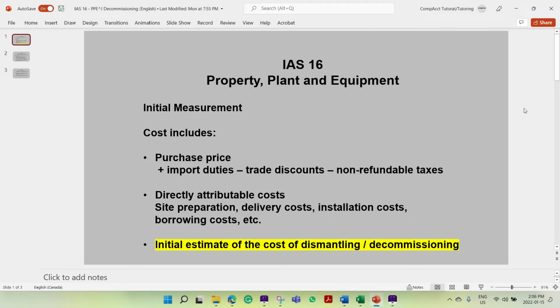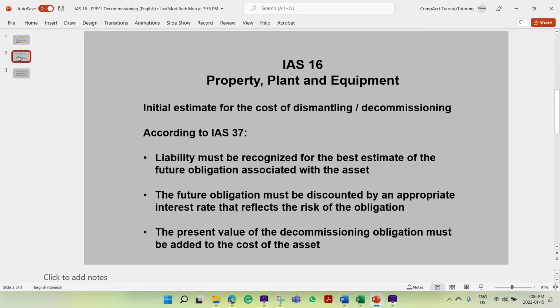Hello everyone, welcome back. Today we're gonna look deeper into IAS 16 property, plant and equipment, and I want to focus on the third part of the costs that are included in the initial measurement, which is the initial estimate of the cost of dismantling and decommissioning. According to IAS 37, because when it comes to recognizing those costs, we're going to refer to IAS 37.